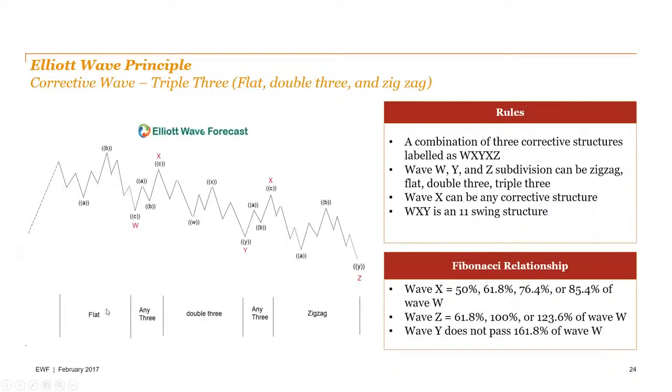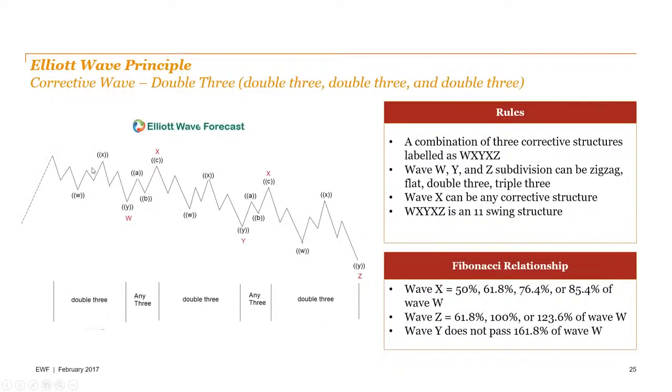So here is an example. We have a flat here, ABC flat, and then in the middle we have a double 3, another WXY. On the right side here we have ABC zigzag. So this is a combination of flat, double 3, zigzag. It can be any combination of 3 corrective structures, right? So it's very simple.